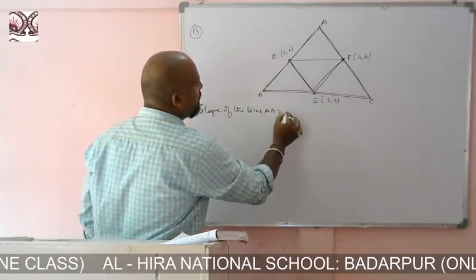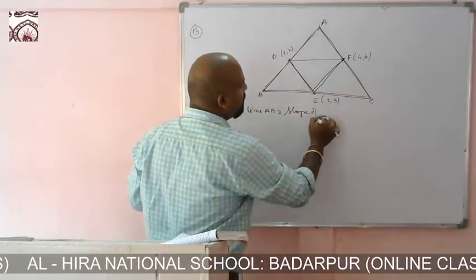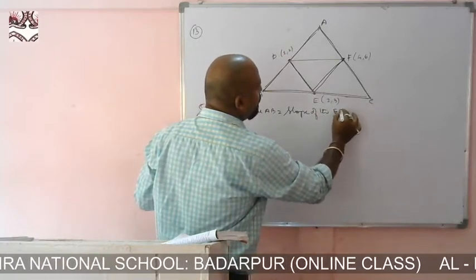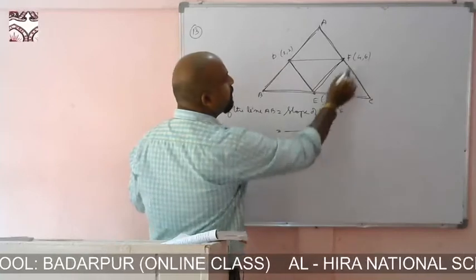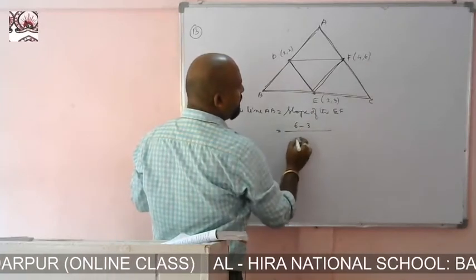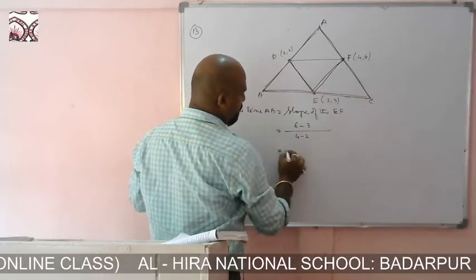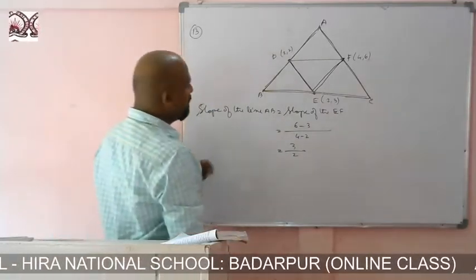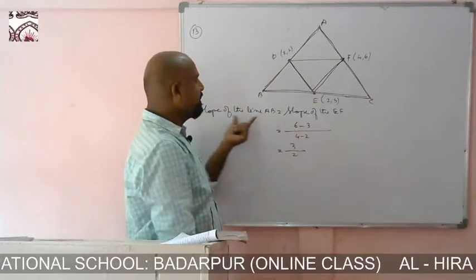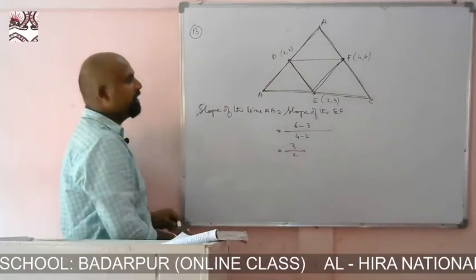So the slope of the line AB equals the slope of the line EF. Then what will be the slope of the line EF? It equals 6 minus 3 by 4 minus 2, that is 3 by 2. So we are getting the slope of the line. The slope of the line is nothing but the gradient of the line.